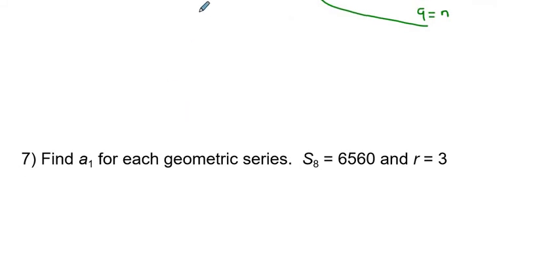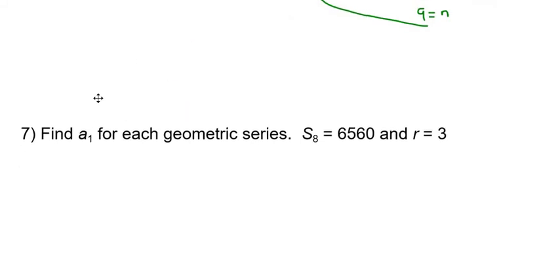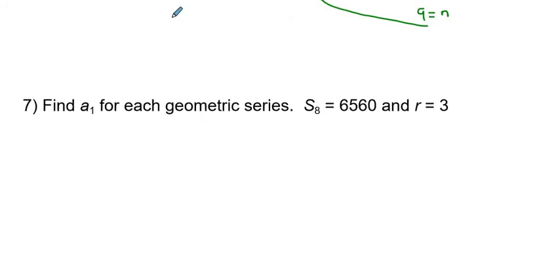Okay, so this problem says we want to find A1. Oh, wow, so we want to find A1, but notice it says S. So we're going to start by just writing that S formula down. S of n is equal to A1 times 1 minus r to the n over 1 minus r. And let's just start plugging in what we know. It tells us that we have S of 8. Right, so it says, hey, use S of 8 to find A1.